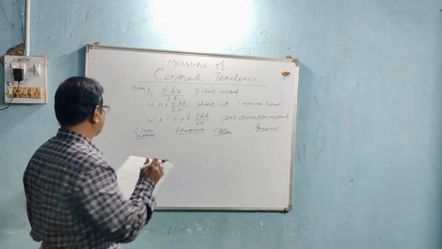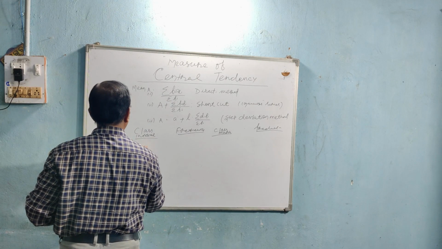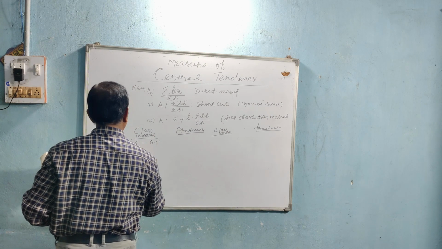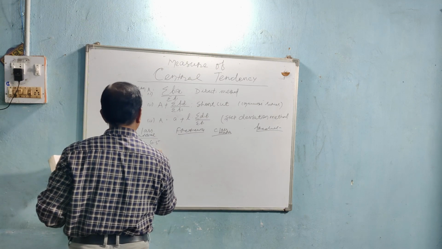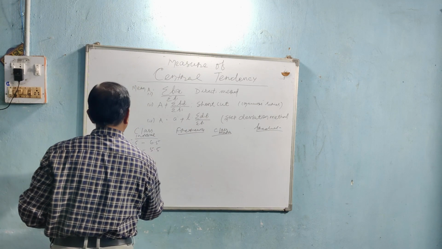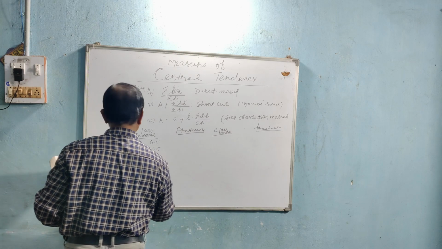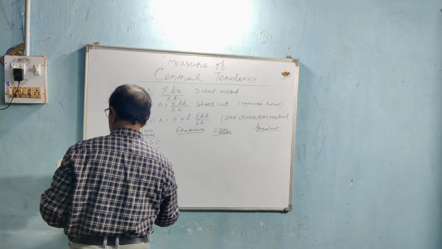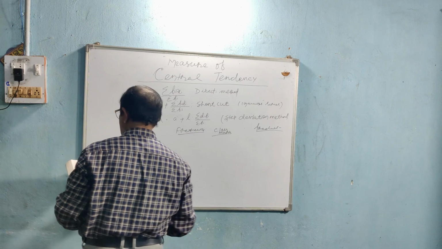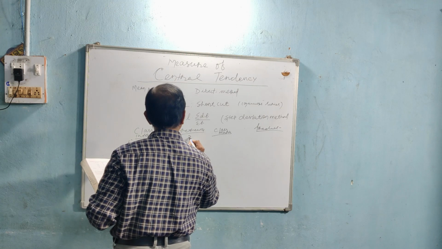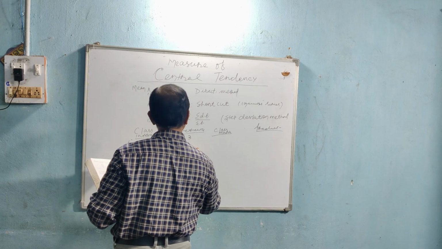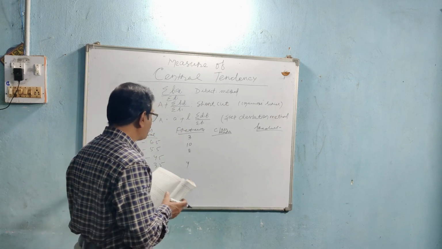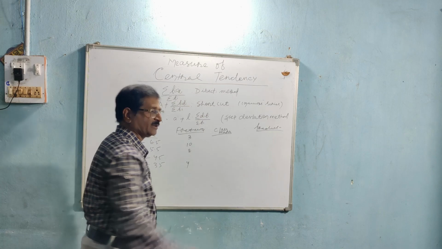Suppose it is given as 5.5 to 6.5, then 4.5 to 5.5, then 3.5 to 4.5, and 2.5 to 3.5, and the frequencies given are 3, then 10, 8, and 4. Then how can you start the problem under the direct method?